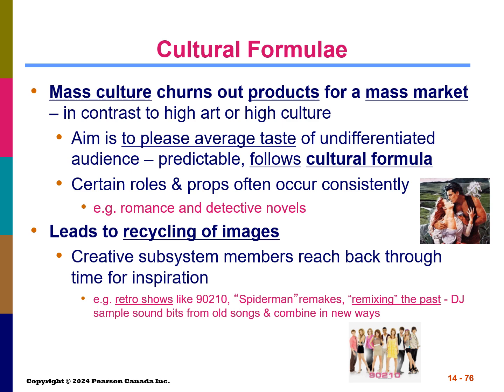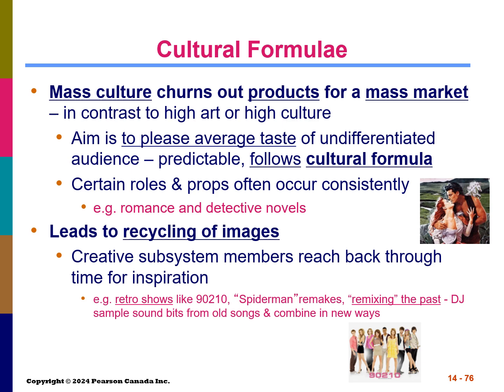Mass culture is disseminated by mass media. It churns out products for the mass market, in contrast to high art or high culture associated with the elite. The aim is to please the average taste of an undifferentiated audience. It's predictable and follows a certain cultural formula. For example, certain roles and props often occur consistently in romance or detective novels. The damsel in distress, or the persecuted maiden, are classic themes in world literature.